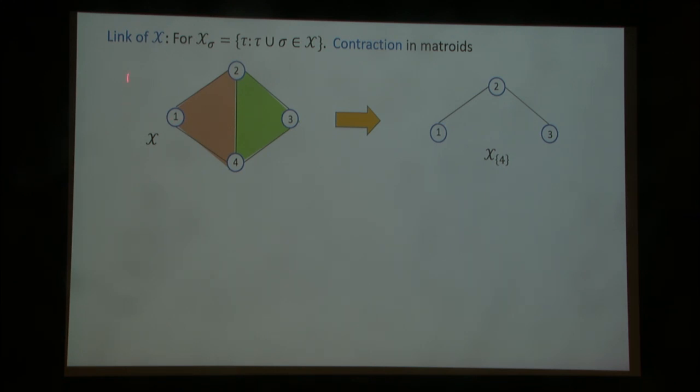So you can define a link of a face of a simplicial complex, where what you do is, let's say I look at 4, I look at all faces that contain 4, and I remove 4 from them. So here, 1, 2, 4 contains 4, so I remove 4, I get 1, 2, 2, 3, and so on. So this is a link.